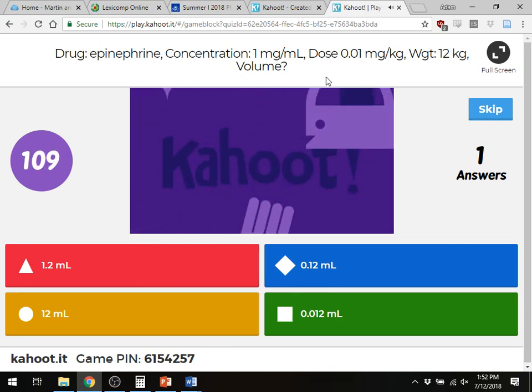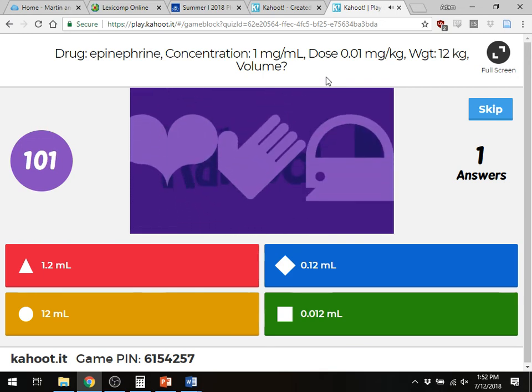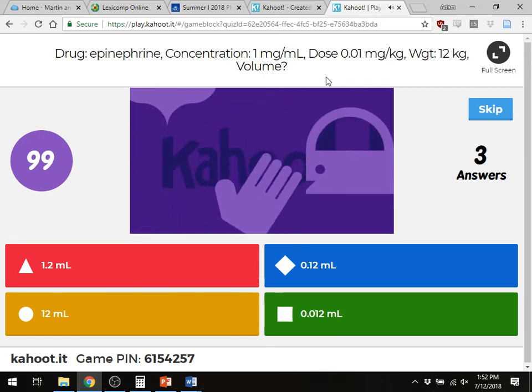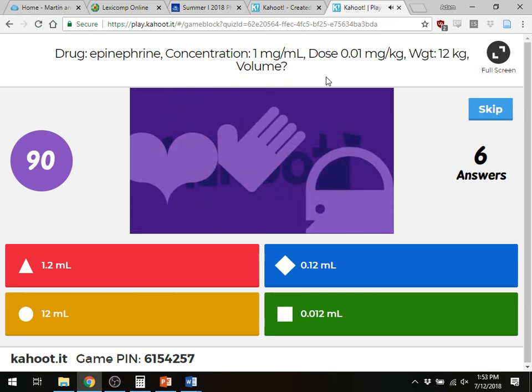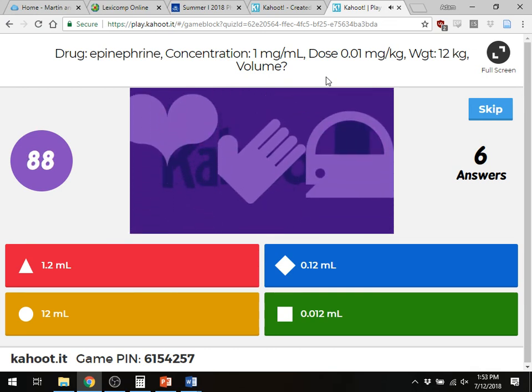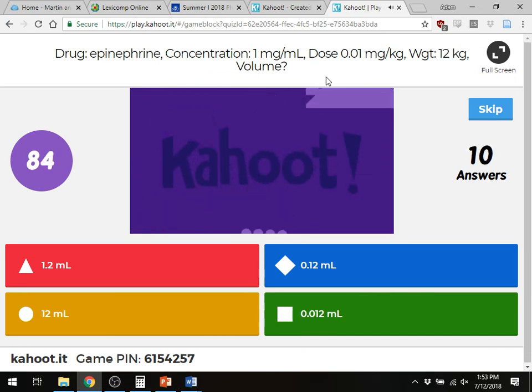So this is a little bit more complicated than the last one. Not by much. It's an IV medication. Say we're giving this IM. Child's having anaphylaxis. They weigh 12 kilograms. The dose is 0.01 milligrams per kilogram, and I know the concentration is 1 milligram per ml. It'll look complicated, but it's actually easier than you think.